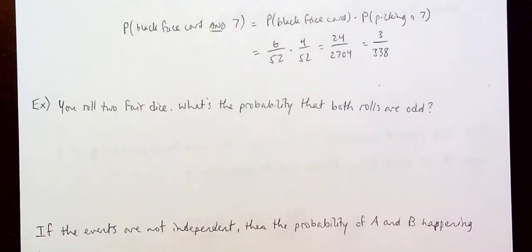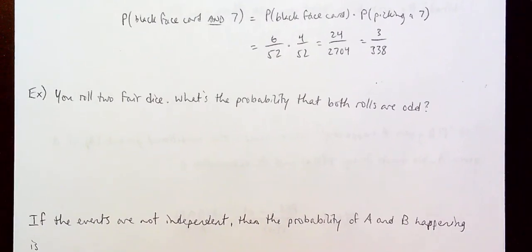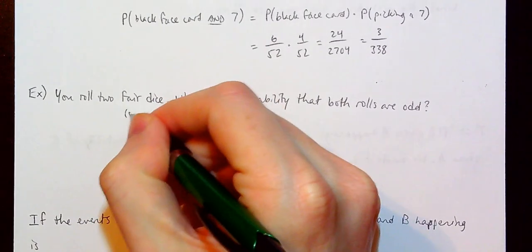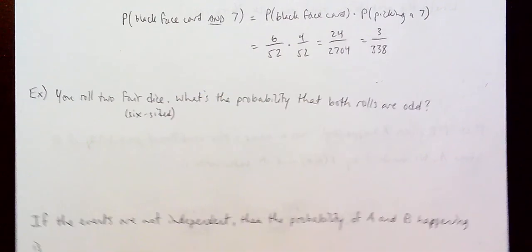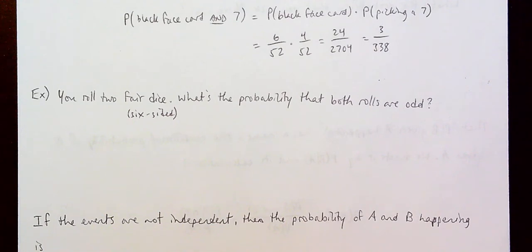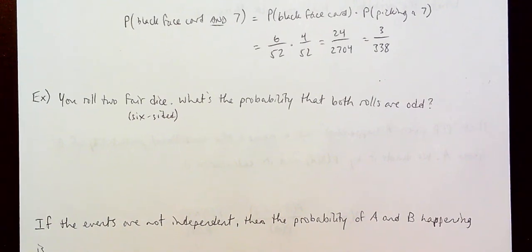So second problem here, you roll 2 fair dice. We're going to assume that they are 6-sided here, 2 fair 6-sided dice. What's the probability that both rolls are odd? This is another example where the outcomes of the first roll and the second roll are independent. What we get for the first roll has absolutely 0 impact on what we get for the second roll.